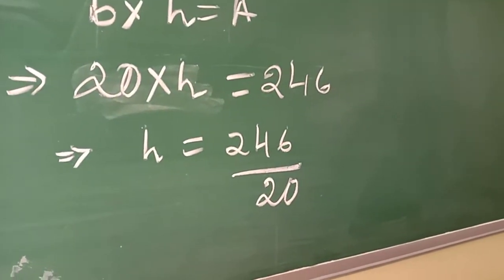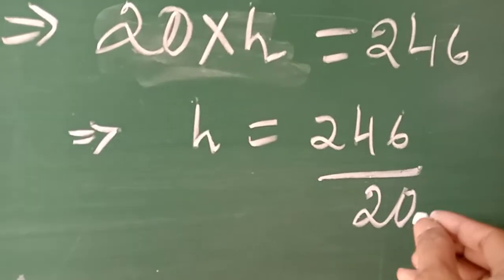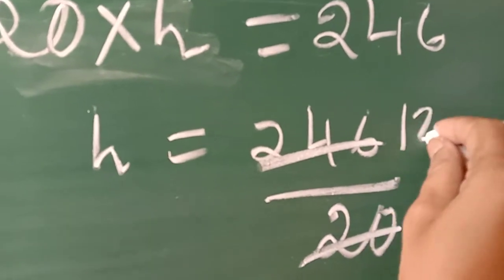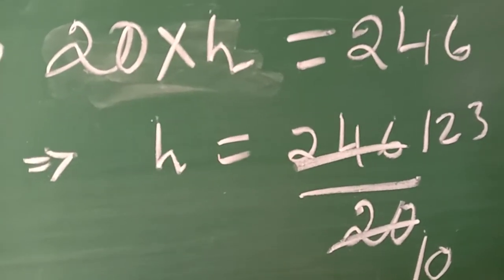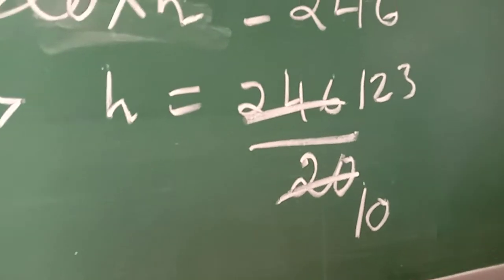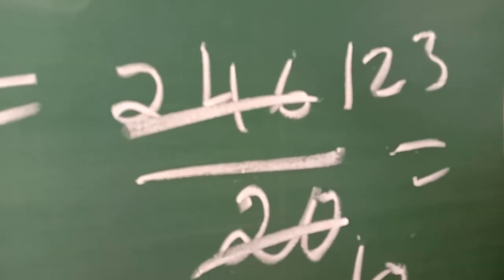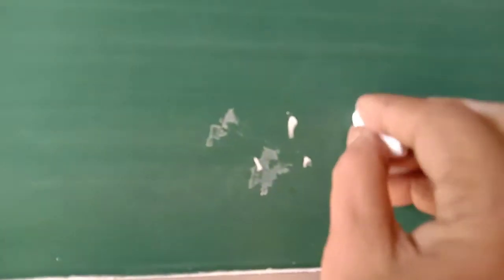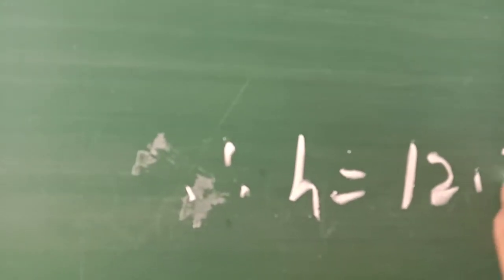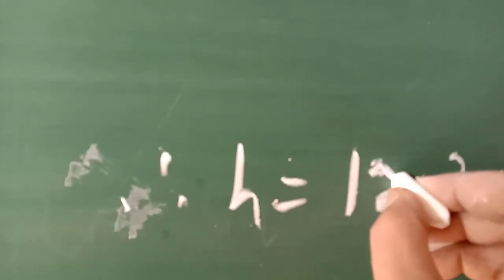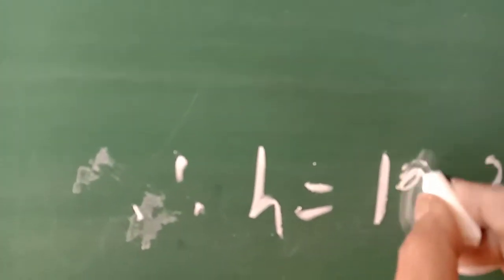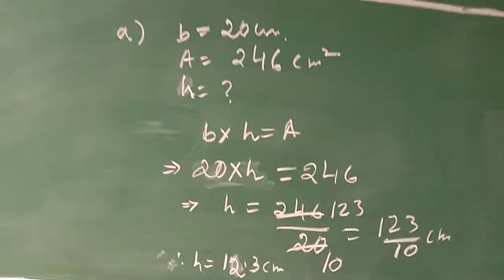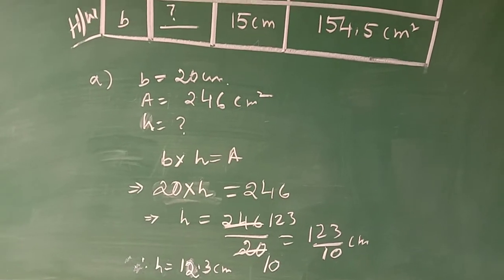You have to cancel and find the value only. 2 tens are 20, 2 ones are 2, 2 twos are 4, 2 threes are 6. So the result is 12.3, that is 123 by 10 centimeter. Therefore height is equal to 12.3 centimeter. Understood? In this way you have to find the value of the missing number.